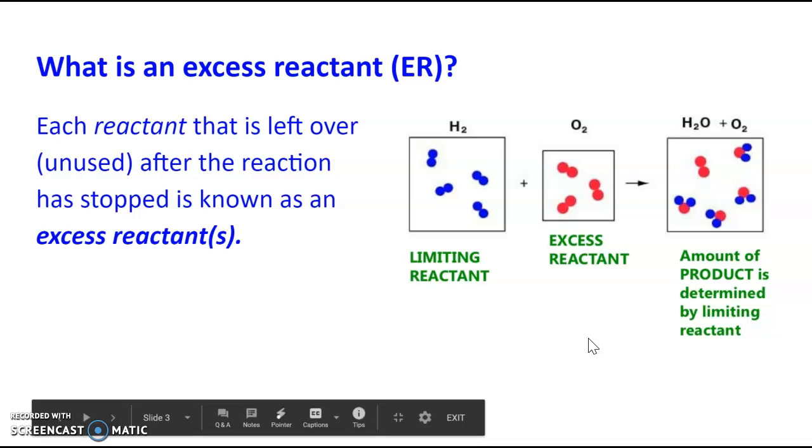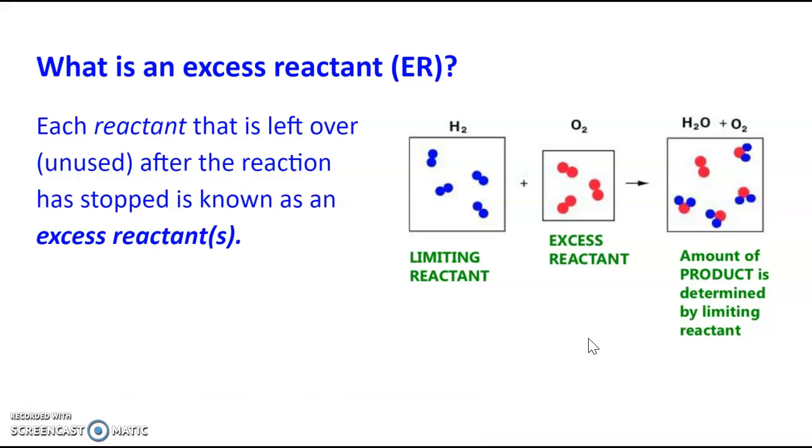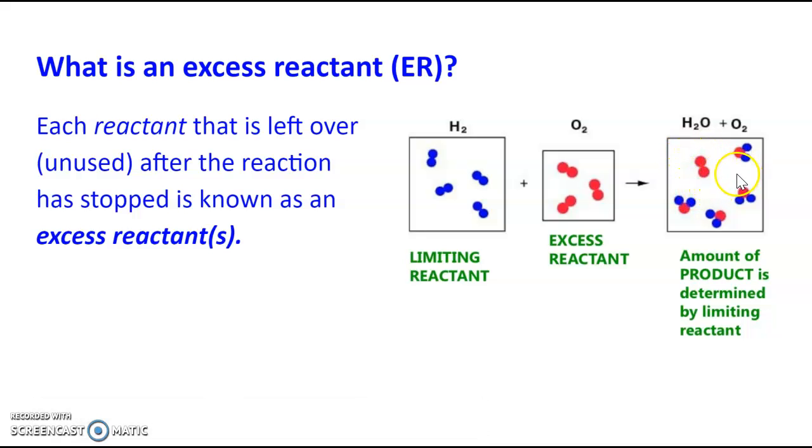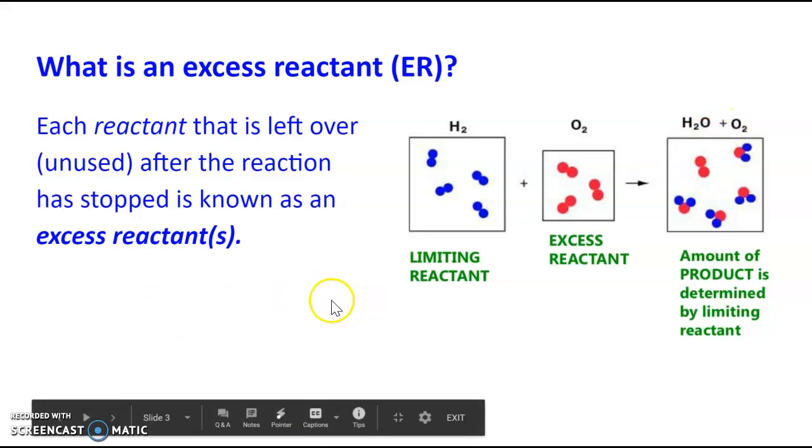An excess reactant is the reactant that's left over unused after the reaction has stopped. So this little oxygen in the far right box wasn't made as part of the reaction. It was just left over from before, so it's still in there because it didn't chemically change.